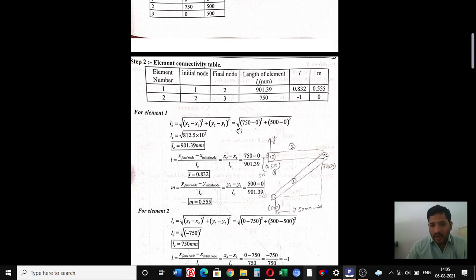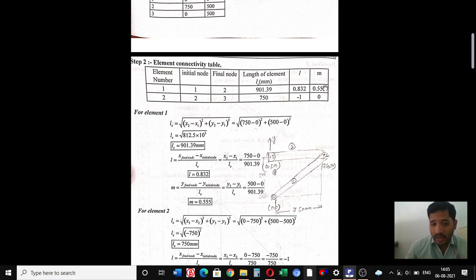After that, 750 whole square plus 500 whole square. If you square both the terms, you will get the value 812.5 into 10 to the power 3. If you take the root, you will get the answer 901.39 mm. Clear? The length of the first element is 901.39, and we need to substitute it in the element connectivity table. Clear? After that, we need to find the values of L as well as M. The same concept we need to follow for the entire unit.